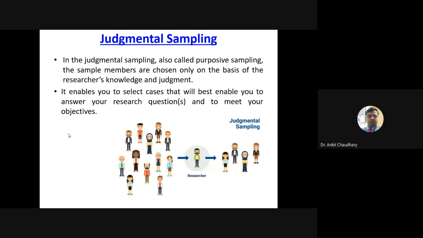In judgmental sampling, the members are chosen only on the basis of the researcher's knowledge and judgment. So it's kind of already set. It enables you to select the cases that will answer your questions and who would be meeting your criteria. So if this is my population and I'm the researcher, I will choose whom I'm willing to talk to.